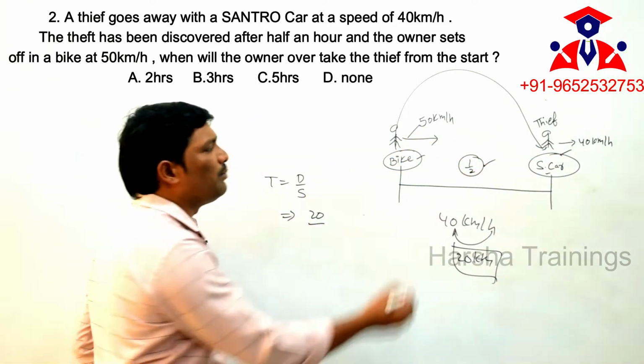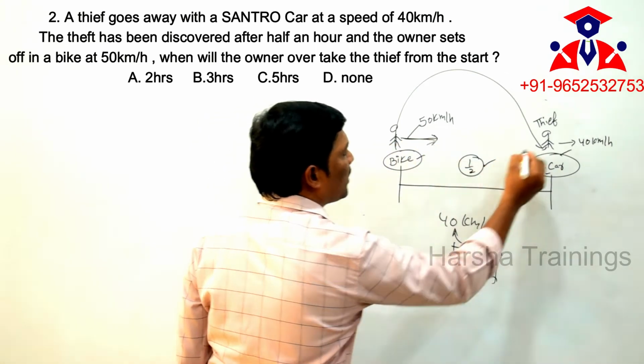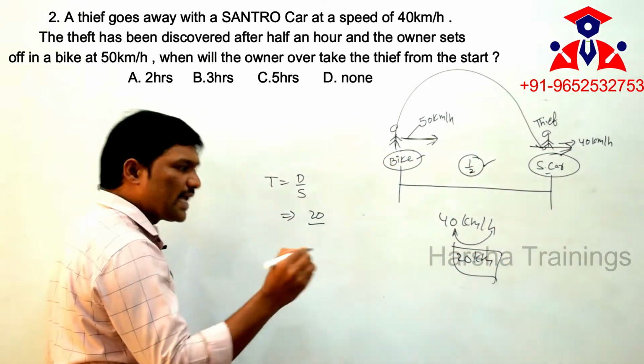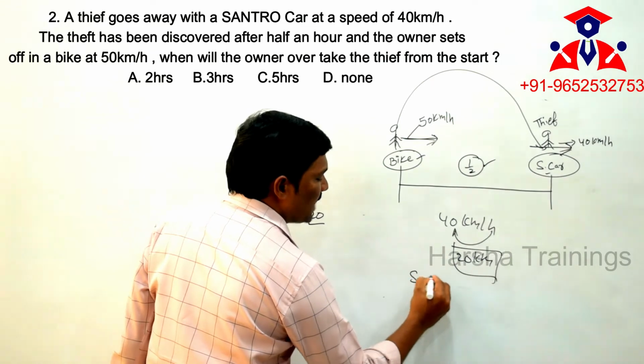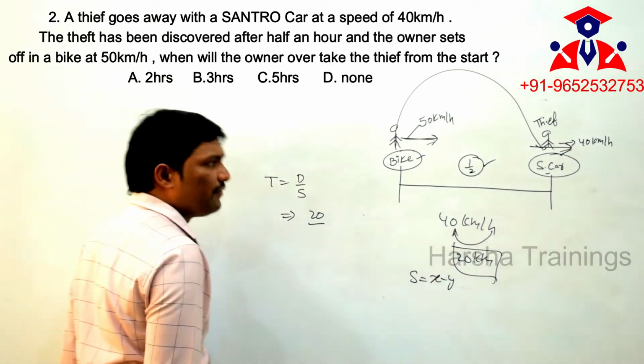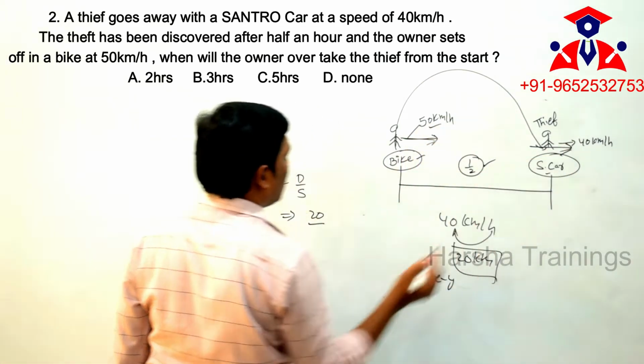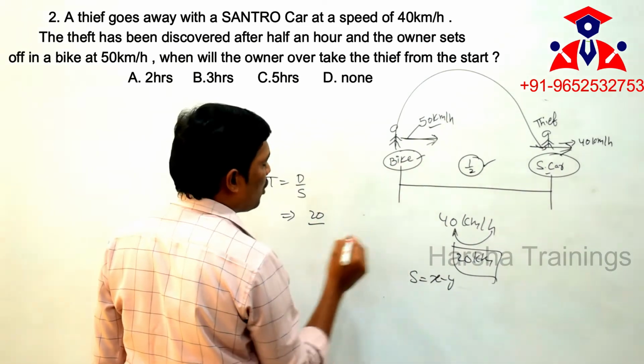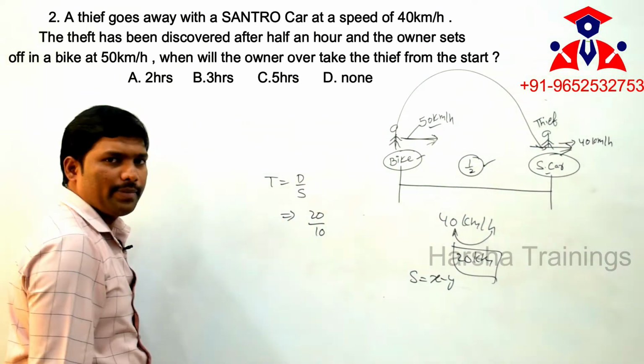Okay, so are the two persons moving in the same direction or in opposite directions? The two persons are moving in the same direction. What is the relative speed? S is equal to x minus y. So 50 minus 40 is how much? 10 km per hour.